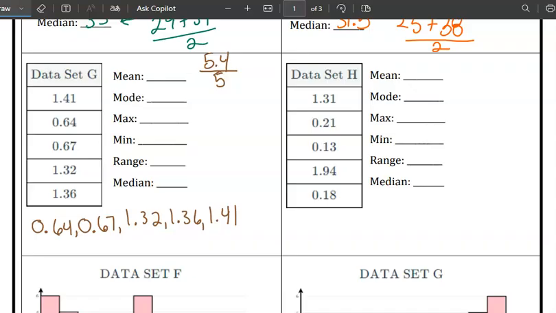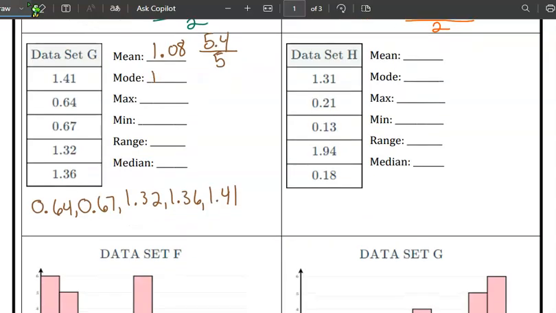We have 5.4 divided by 5. And that gives us 1.08. There's no mode. The biggest number is 1.41. The minimum, smallest number is 0.64. The range is the maximum minus the minimum. And that'll give us 0.77.